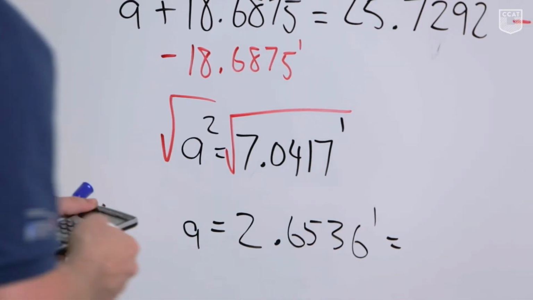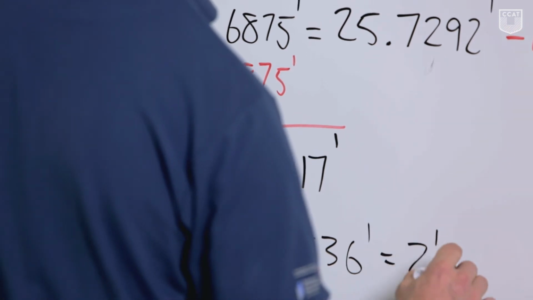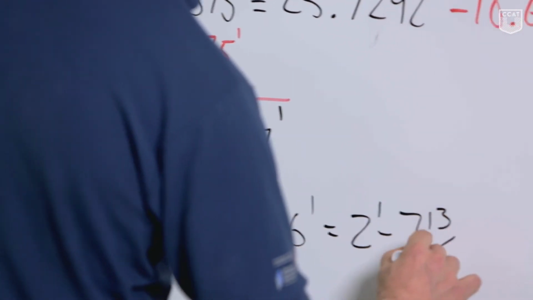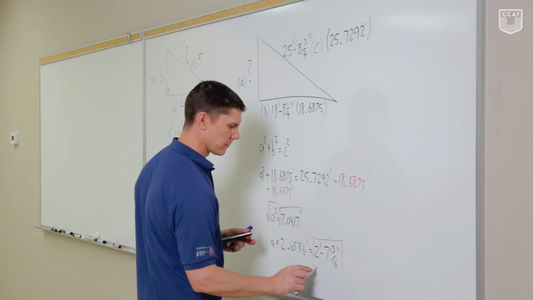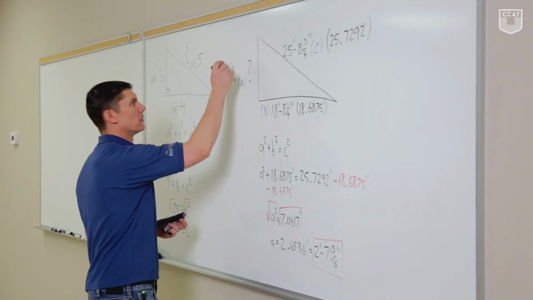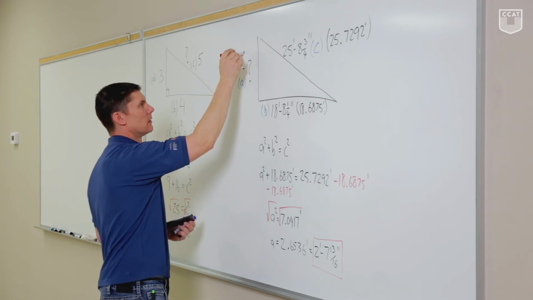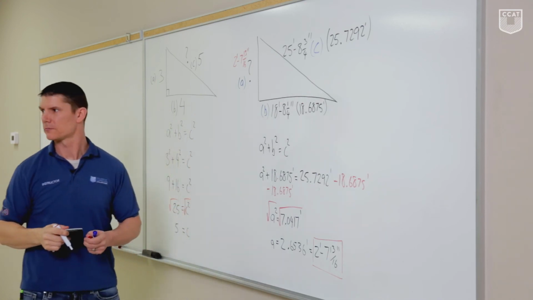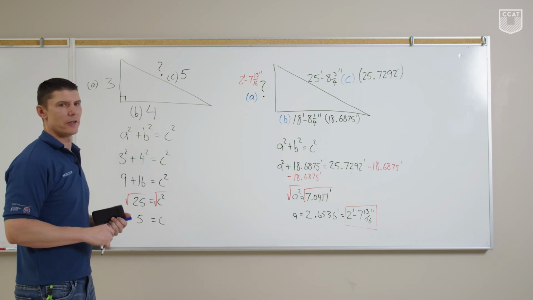Okay, we can convert that. So we would be 2 foot, 7 and 13/16 of an inch. Okay, so A would be 2 foot, 7 and 13/16. So there's a quick example of how we use Pythagoras to solve for any of the three sides.